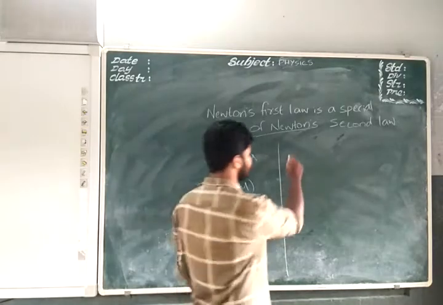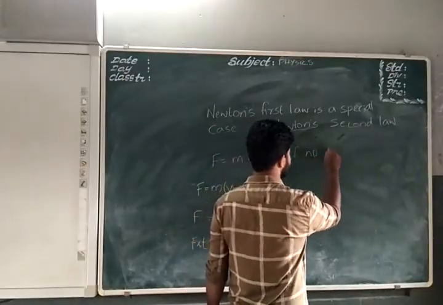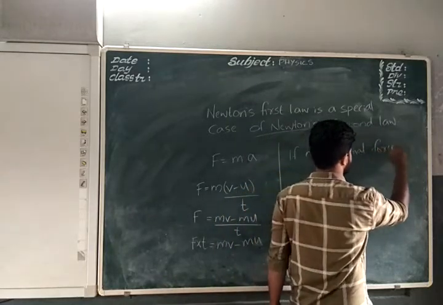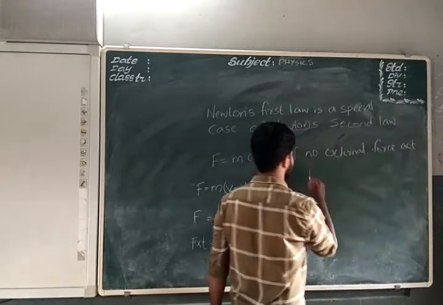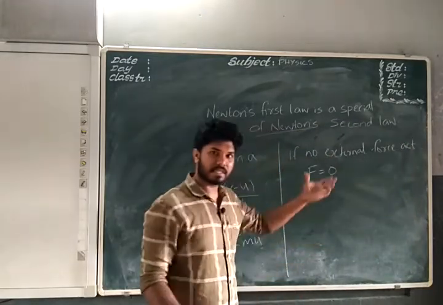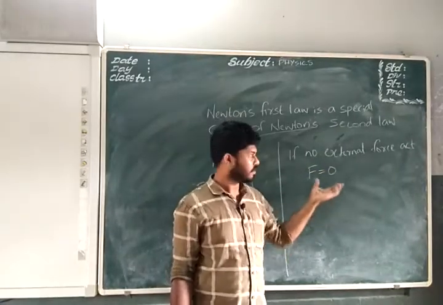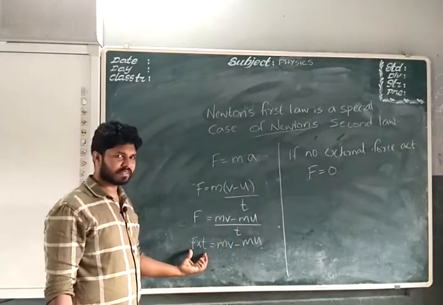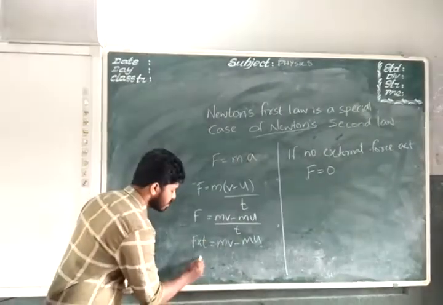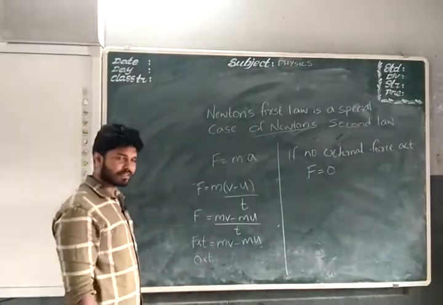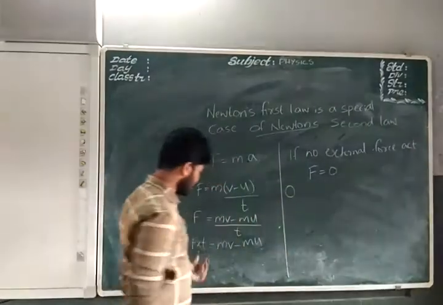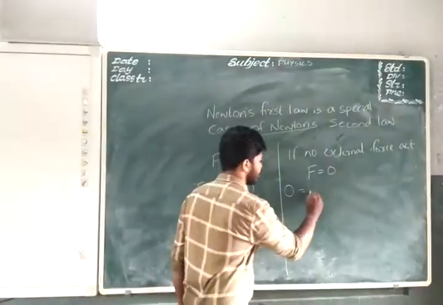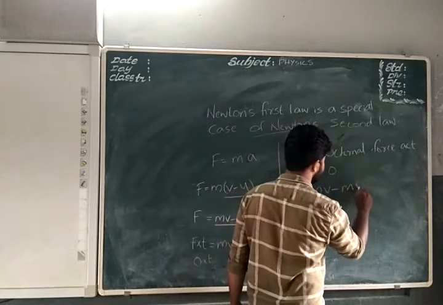So if no external force acts, F is equal to 0. If no external force acts means F is 0. External force is equal to 0. If F equal to 0, what is the value of F into t? That is 0 into t. What is 0 into t? 0. So this side becomes 0. And here we have mv minus mu. M into v minus m into u.